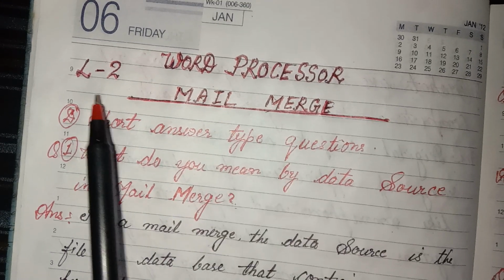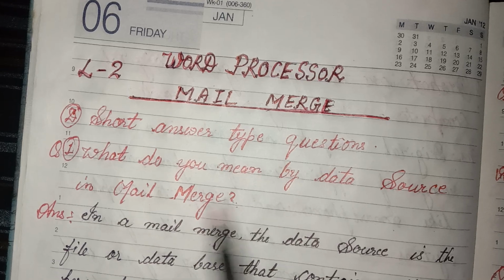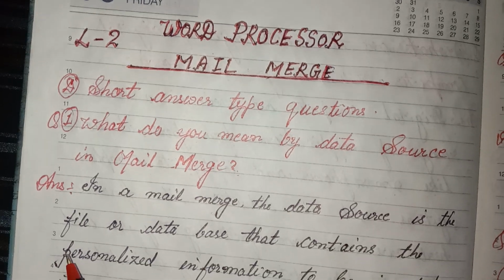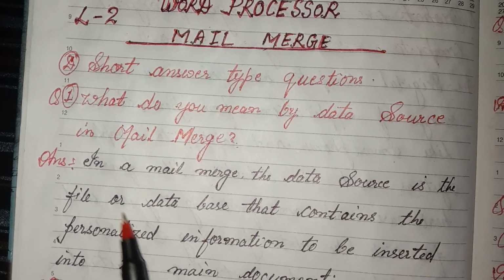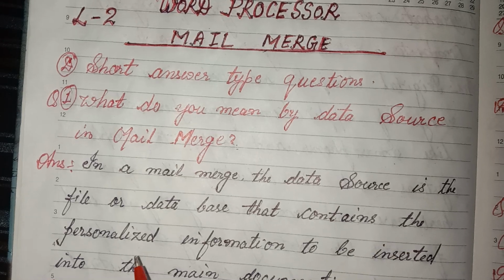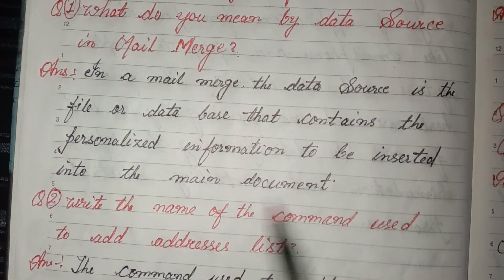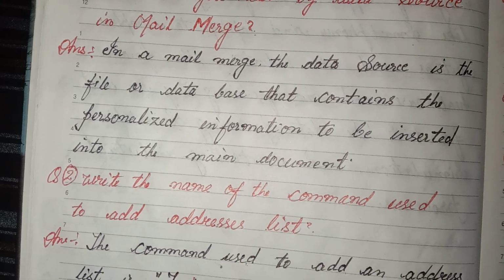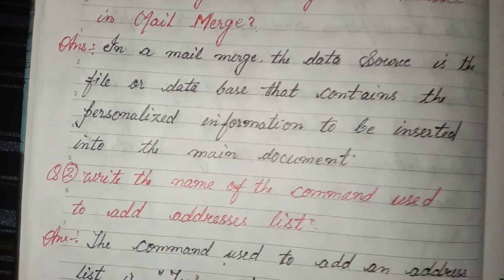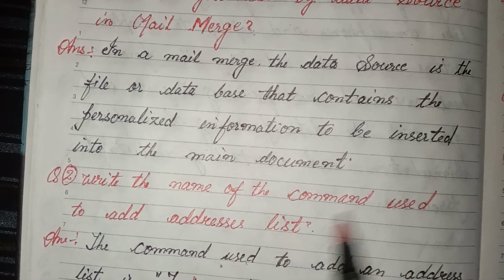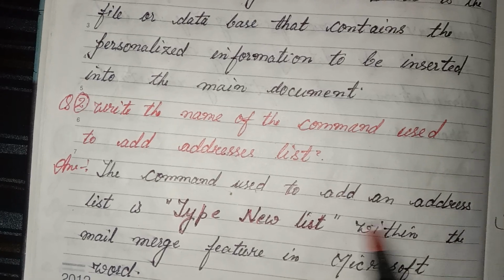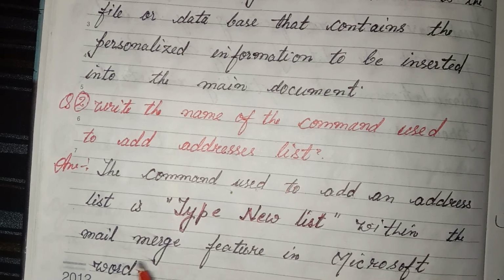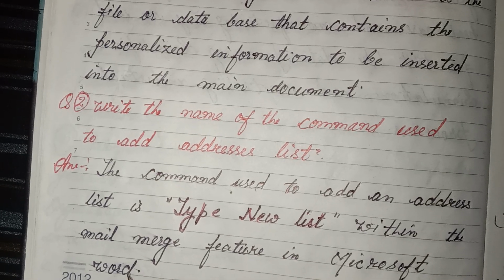Word Processor Mail Merge, Chapter 2. Short answer type questions. First, what do you mean by data source in mail merge? Answer: in a mail merge, the data source is the file or database that contains the personalized information to be inserted into the main document. Second, write the name of the command used to add an address list. Answer: the command used to add an address list is tab new list within the mail merge features in Microsoft Word.